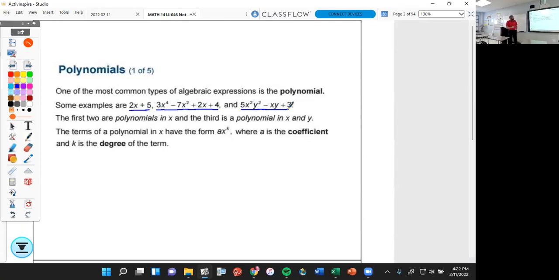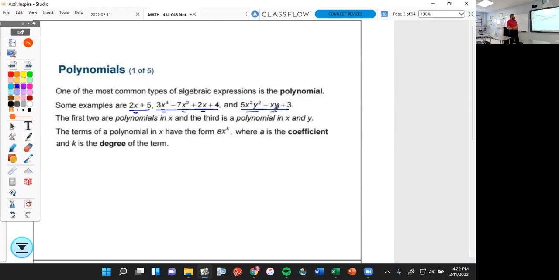The first two polynomials are only in terms of x. There's only one variable in the first two polynomials I listed above, and that particular variable is just the x. The third polynomial is a polynomial in x and y. So that particular polynomial has, in fact, two variables within it.